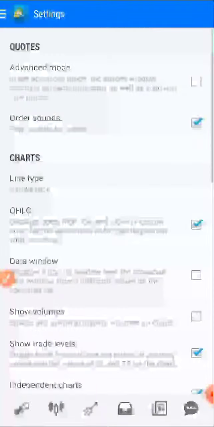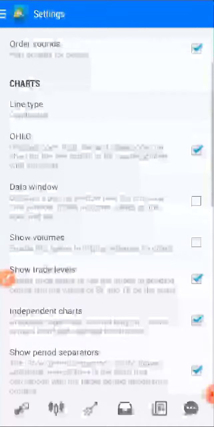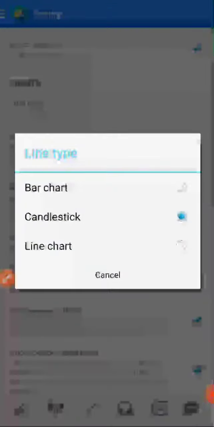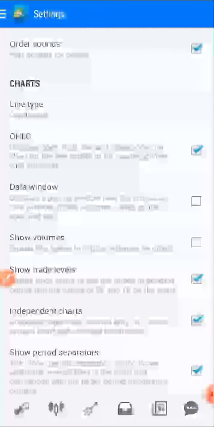Settings, yeah, this is settings. Or the sound. So if you don't need sounds when you want to place an order, that's when you want to place a trade, you can deactivate this. Line type, candlestick. You can change it to bar chart or line chart.